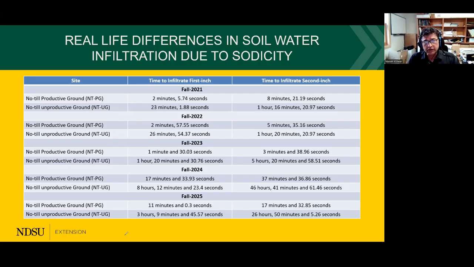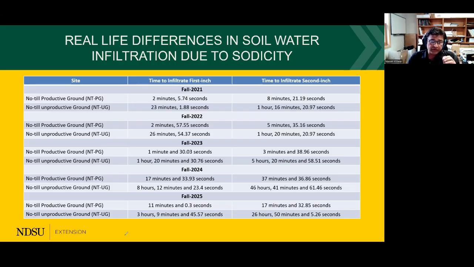So fall 2021 on the non-sodic area, the first inch of rain took 2 minutes, 5.74 seconds. The second inch took 8 minutes, 21.19 seconds. When I went to the sodic area, the first inch took 23 minutes, 1.88 seconds. The second inch took 1 hour, 16 minutes, and close to 21 seconds. You see the difference in the way water is infiltrating through the soil, and that's because of soil sodicity, because it's the same soil type, same soil series. It's just a difference in the sodicity.